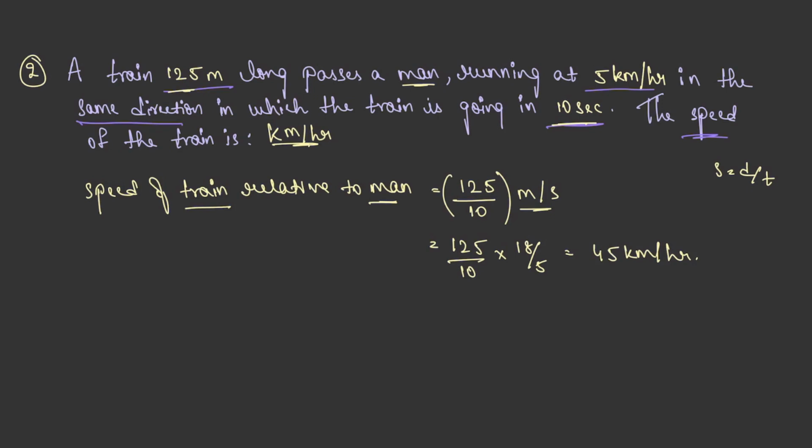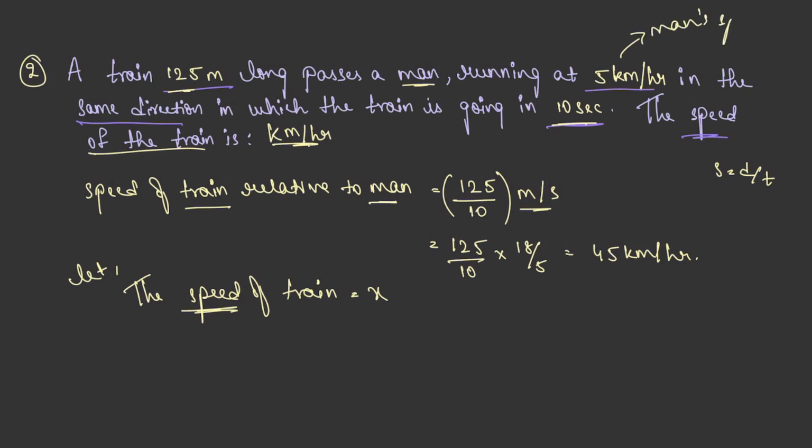So now what they're asking us is the speed of the train. We don't know the speed of train, so let us assume it is some variable, that is x. Now as we have assumed the speed to be x and we've already got the speed of man, let us find the relative speed. The relative speed also depends on the direction. As it is in the same direction, you have to subtract one from each other.